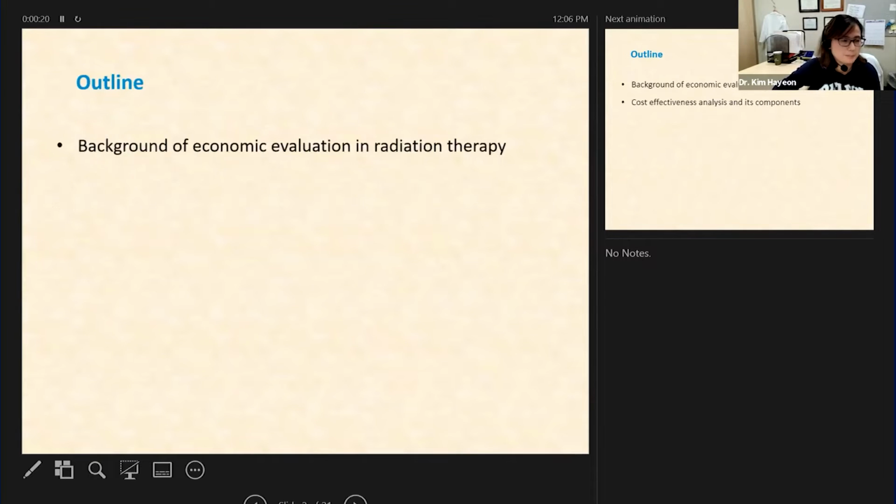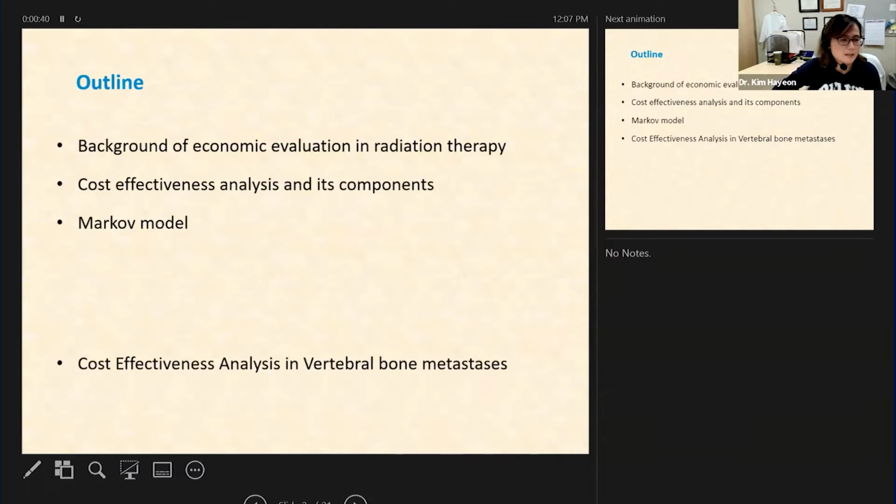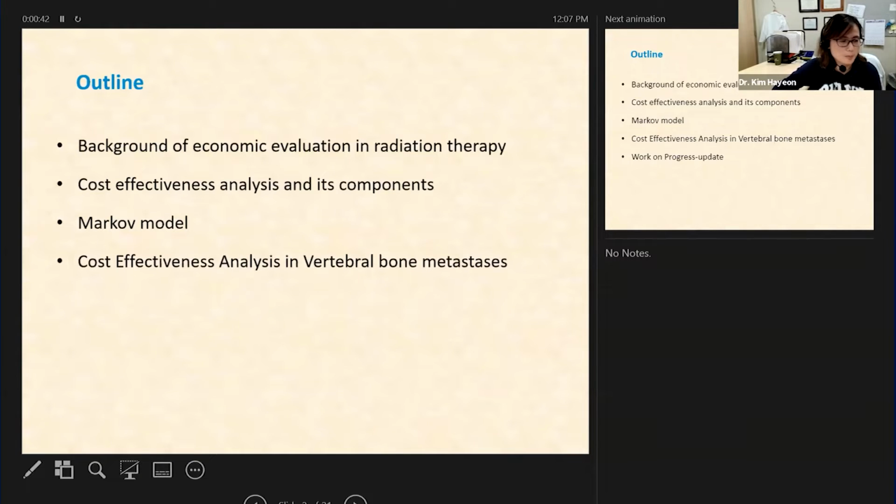The outline is as follows. I will introduce a brief background of economic evaluation in general for radiation therapy, also cost effectiveness and its components, and the Markov model as a decision model for health economics. I will present one of my previous papers, which was about cost effectiveness analysis in vertebral bone mets. And then the final topic will be the work in progress.